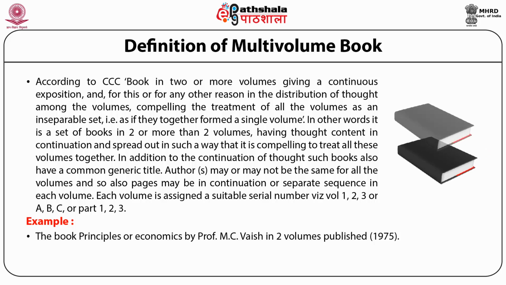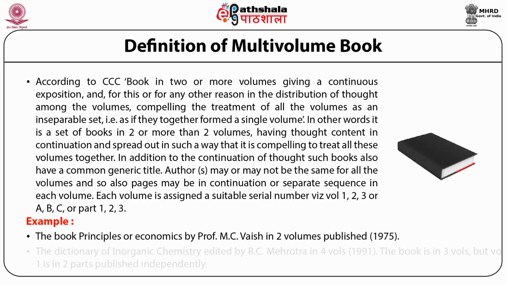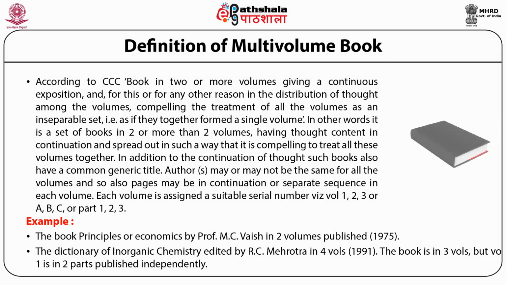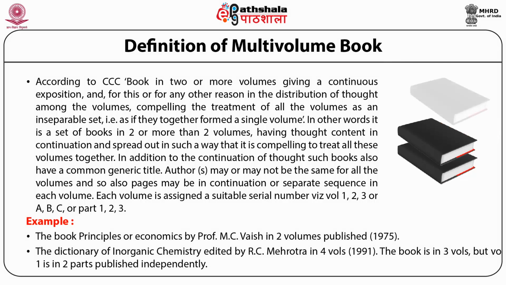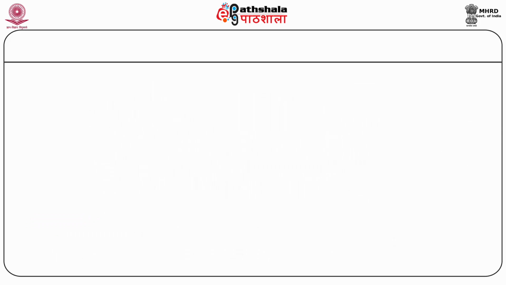Example: the book Principles of Economics by Professor M.C. Wesch is in two volumes, published in 1975. The Dictionary of Inorganic Chemistry, edited by R.C. Mehrotra, in 4 volumes, published in 1991. The book is in 3 volumes. Volume 1 is in 2 parts, published independently.